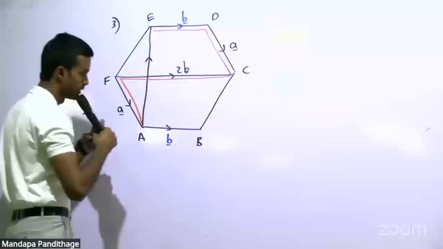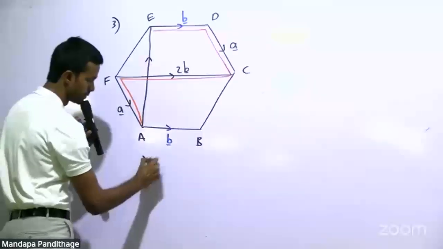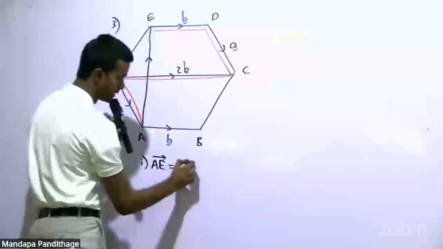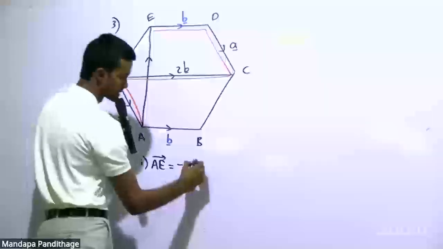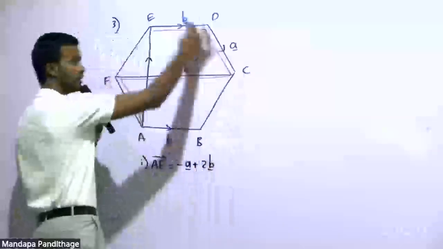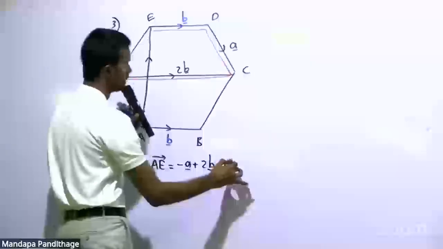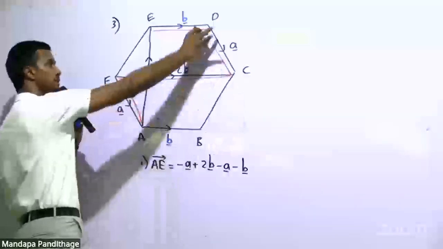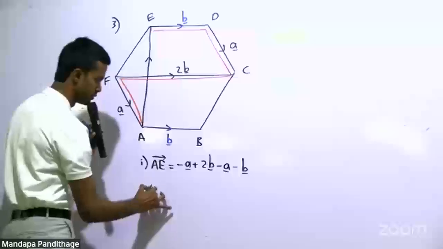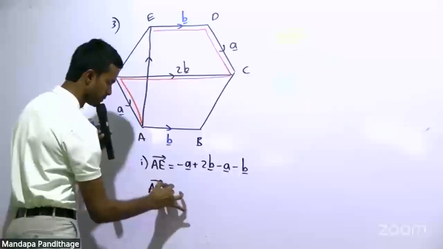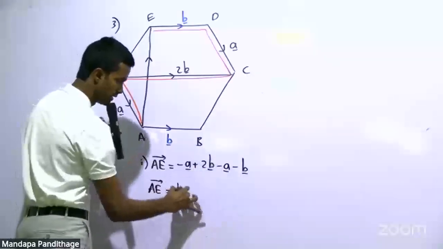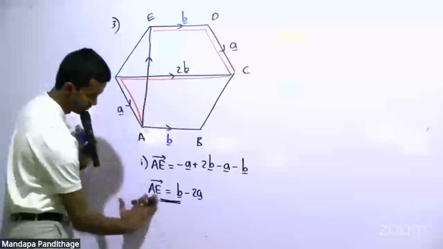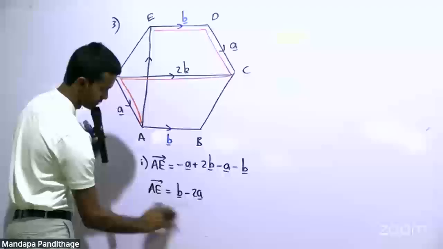And then you can write, okay, AE is equal to a minus A plus 2B minus A minus B. Minus A plus 2B minus A and minus B, which gives you B minus 2A. So this gives you B minus 2A.